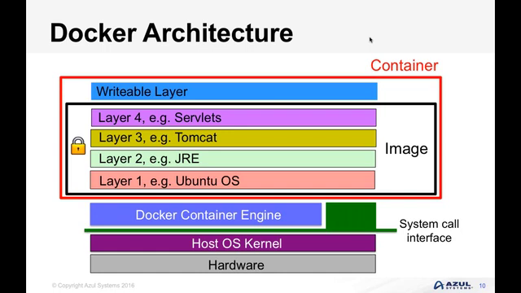Putting that image together with the writable layer is what makes up a container. So we can use images to define the software that we want in our container, and then the container has this writable layer so that when the application runs, it has the ability to make changes in the file system without affecting the read-only parts of the layers.